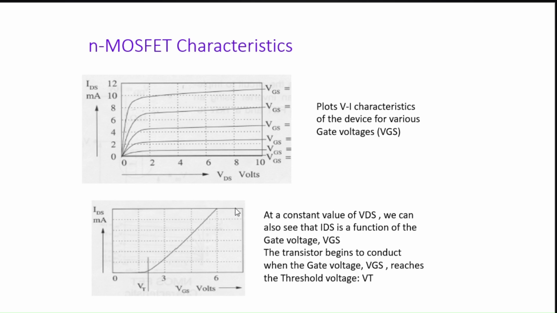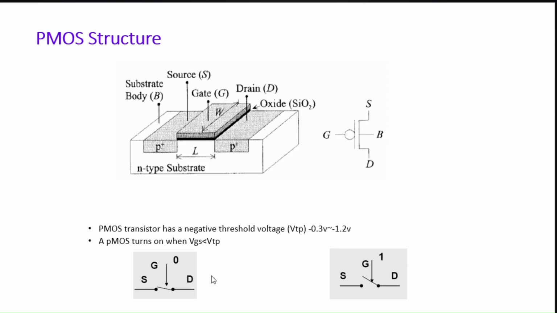The graph on the lower side here is called the transfer characteristic. It is a graph between IDS, the drain source current, versus VGS. Notice that the transistor does not start conducting until VGS reaches a certain value. That value is called the threshold voltage. Below VT, the transistor is off, and above it, it turns on. This is a critical parameter in MOSFET design.